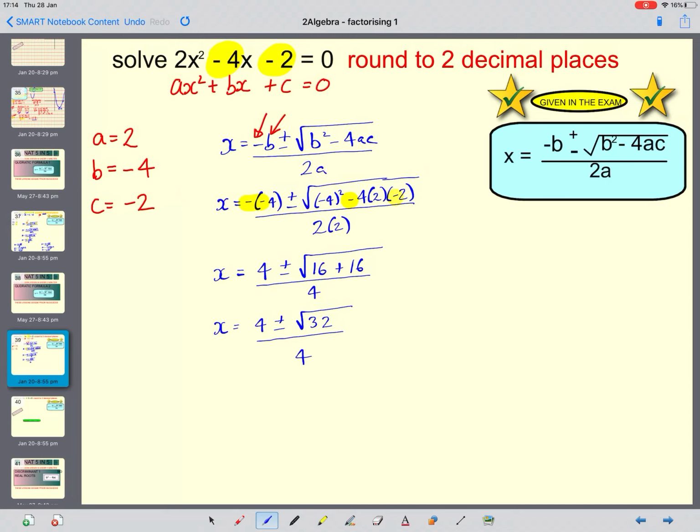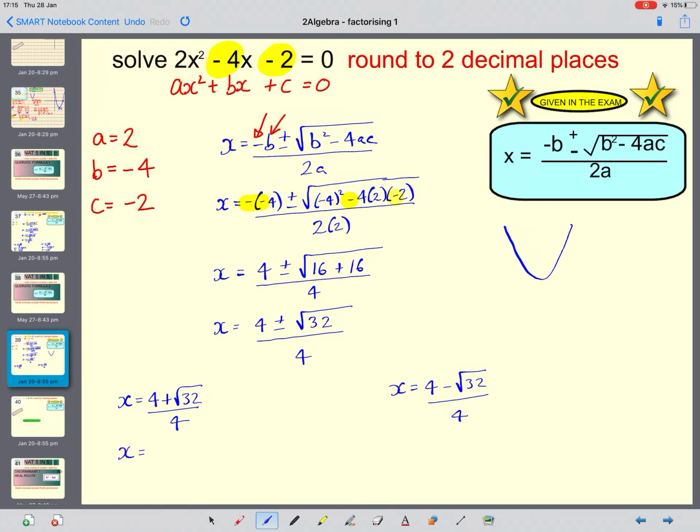And then they're going to separate into 2 different solutions. Remember what you're doing here: you're finding your roots, where it cuts the x-axis. We're talking about a parabola here, which looks like this, and it looks like it's going to cut at 2 places, so you've got 2 solutions for this particular question. So we've got x equals 4 add root 32 all over 4, and x equals 4 subtract root 32 all over 4. Again, you can use your fraction button to help you with this. So just type this in now.